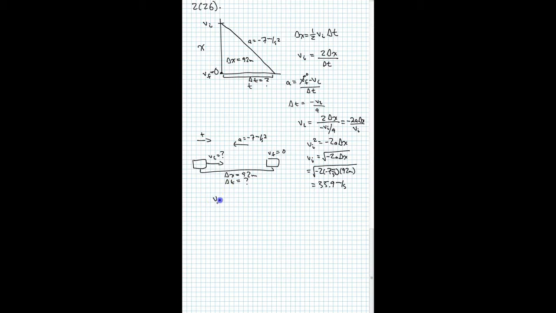Delta t is unknown. The model we want here is this one. And we know VF is 0. So I solve for negative VI squared over 2a. I'm sorry, we're looking for VI here. So VI would be equal to the square root of negative 2a delta x. Solving that will give us the same thing that we got over there.